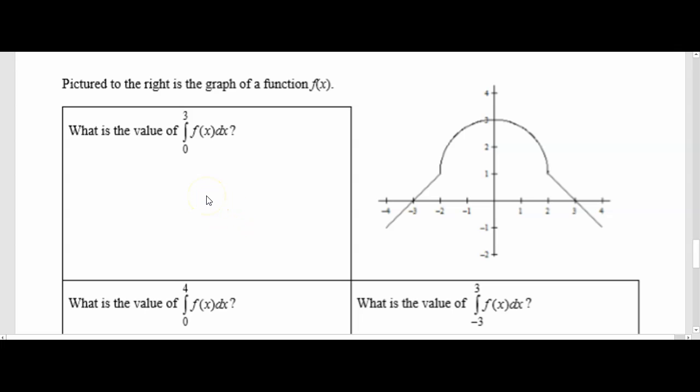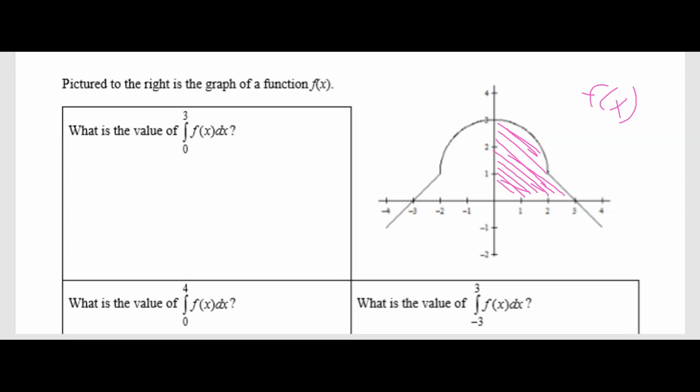So it says find the value of the integral where the limits of integration are 0 to 3 and the function is f of x. And again, this function right here is f of x. Well, we know that this just represents the area between the function and the x-axis from 0 to 3. So it's this entire area right here, which isn't very easy to find if I'm trying to do that in one shot.